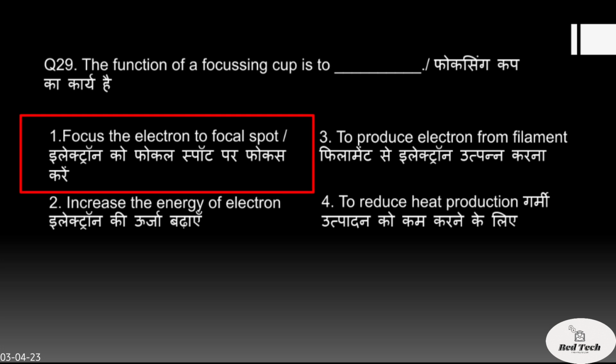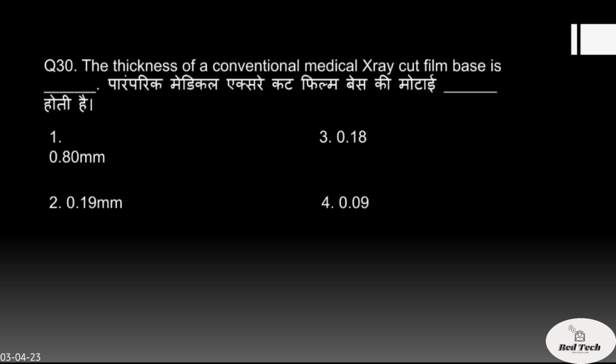So the right answer is, as you can tell from the name, the focusing cup's work is to focus the electrons to the focal spot, or you can say converge them onto a fixed material or a fixed area. So option 1 is the correct answer. Focus the electrons to the focal spot.